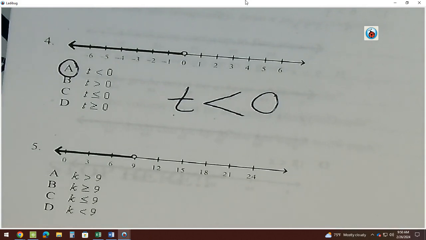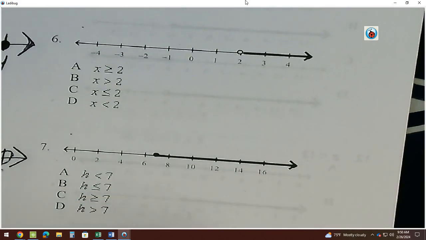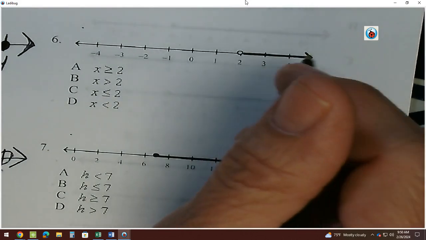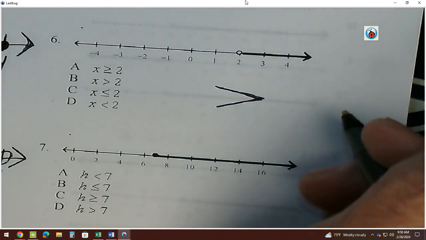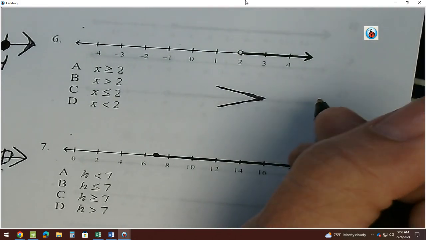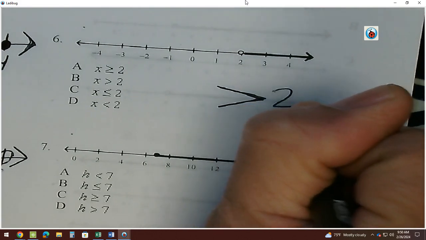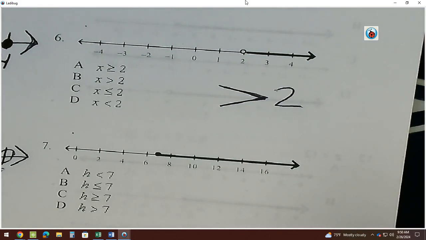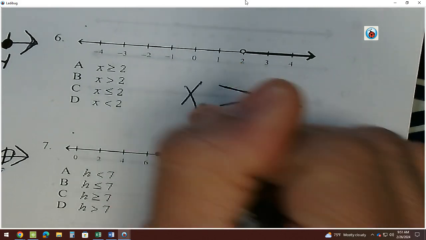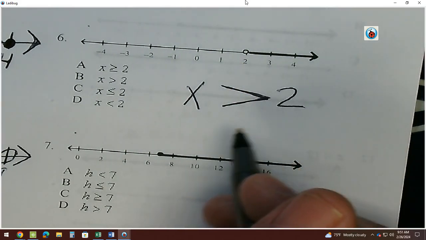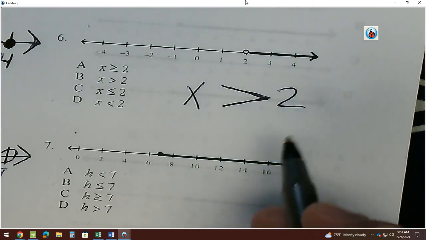Question with that? No. Now let me do a greater than so you can see it's the same thing. I'm going to do number 6. Greater than. What number are we working with? 2. Now, is it included or not included? Not included. So should we put the equal? No. What letter are we working with? X. So this is my inequality. X is greater than 2. Let's go test it.